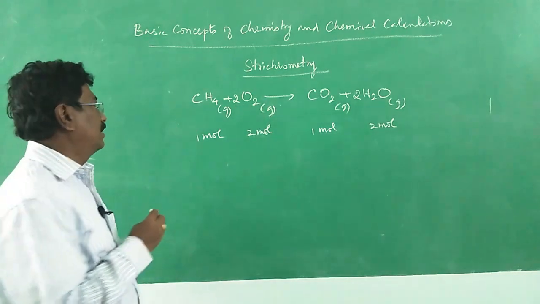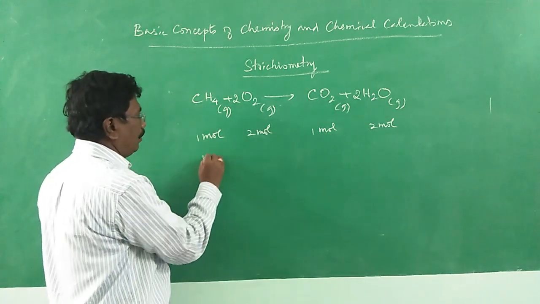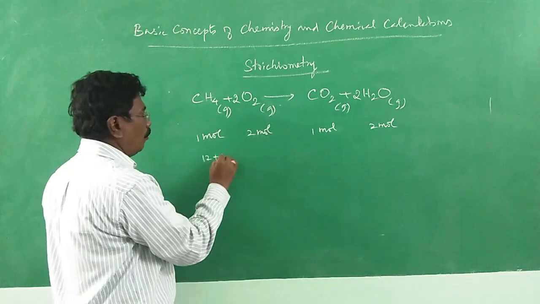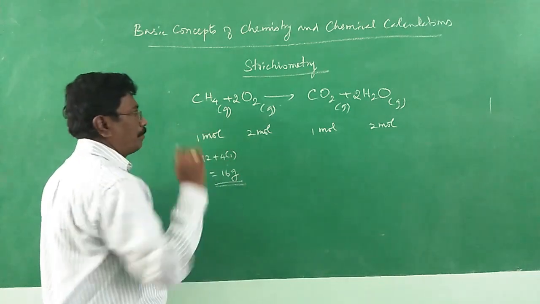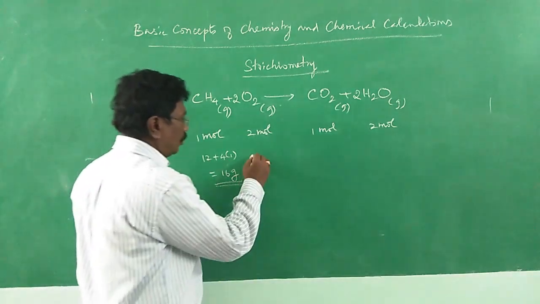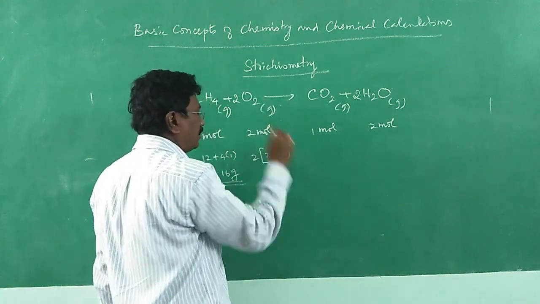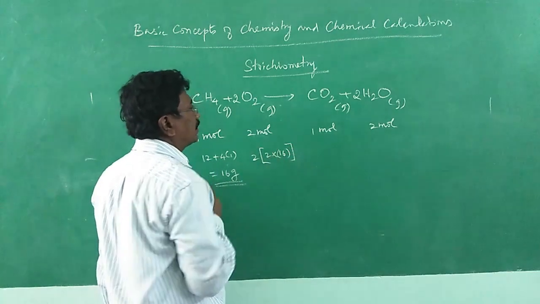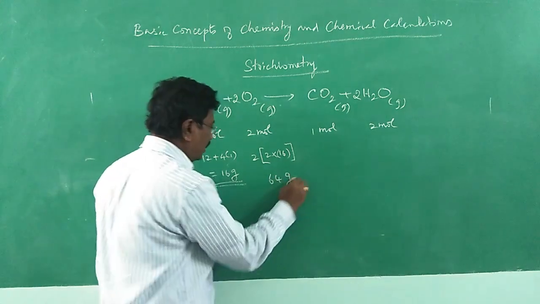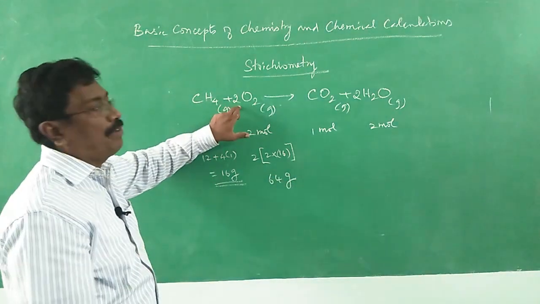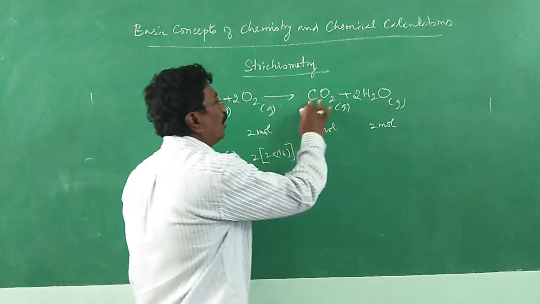In terms of mass, I have to calculate molecular mass. 12 is the atomic mass of carbon, 1 is the atomic mass of hydrogen, 4 into 1. So the total mass will be 16. 16 gram of methane combines with 2 into 16, which is the molecular mass of oxygen. But we have 2 moles, therefore total 64. 16 gram of methane combines with 64 gram of oxygen, molar mass 32 into 2, 64, to give 1 mole of carbon dioxide.